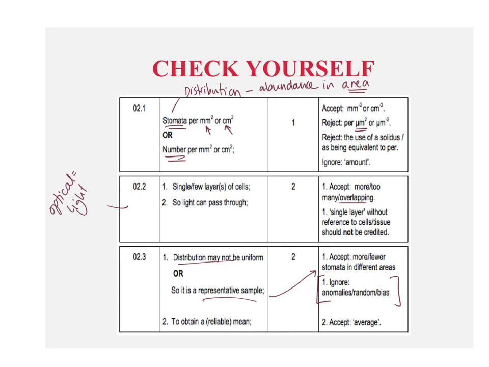And the second mark for question 3 is to ensure that you obtain a reliable mean. And for this question, it does say that you can use average in the answer, but most situations at A level will accept mean, but not average. So just try and use the word mean from here on in.